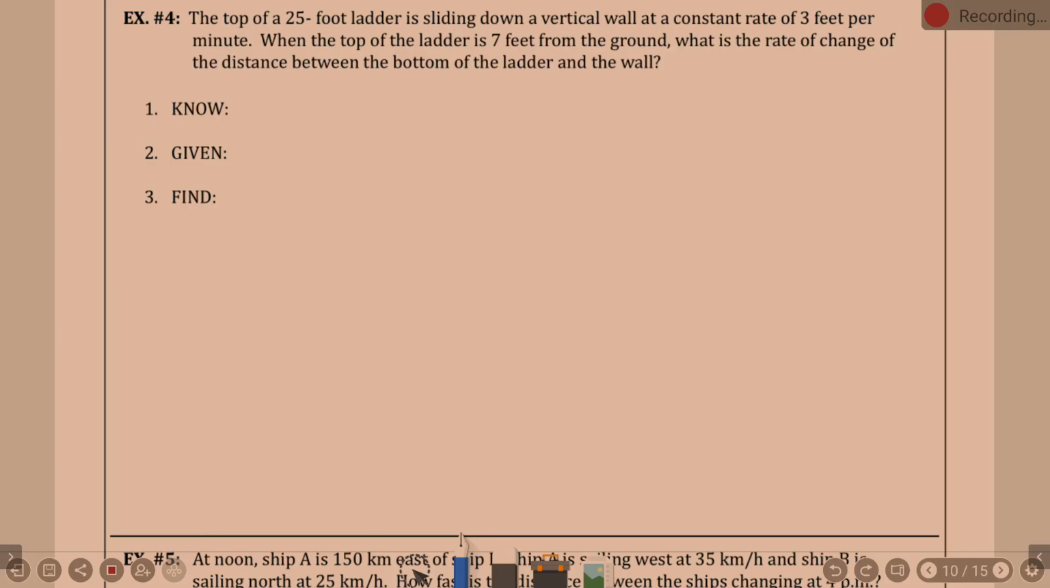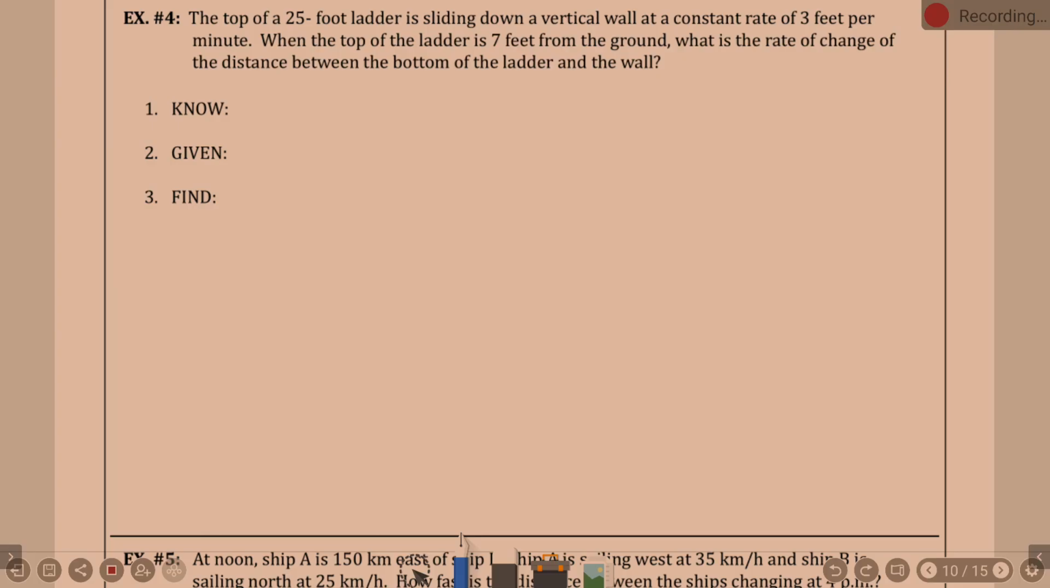So the top of a 25-foot ladder is sliding down a vertical wall at a constant rate of 3 feet per minute. When the top of the ladder is 7 feet from the ground, what is the rate of change of the distance between the bottom of the ladder and the wall?